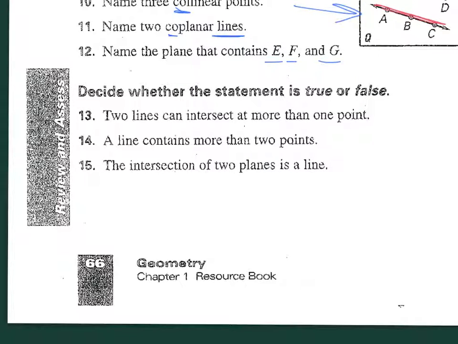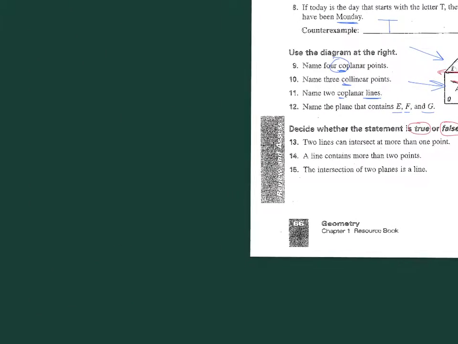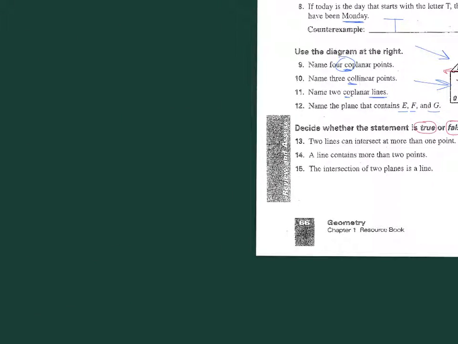In number 13, 14, and 15, we need to decide whether these sentences are true or false. So number 13, it says 2 lines can intersect at more than 1 point. Okay, so if you were to draw 2 lines, is it possible that they could intersect at more than 1 point? True or false?